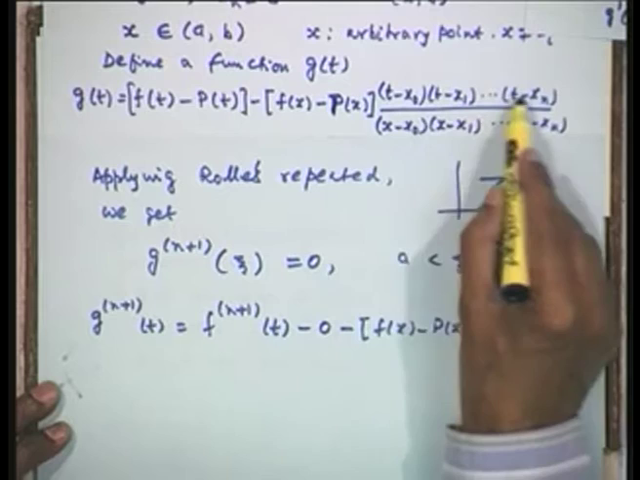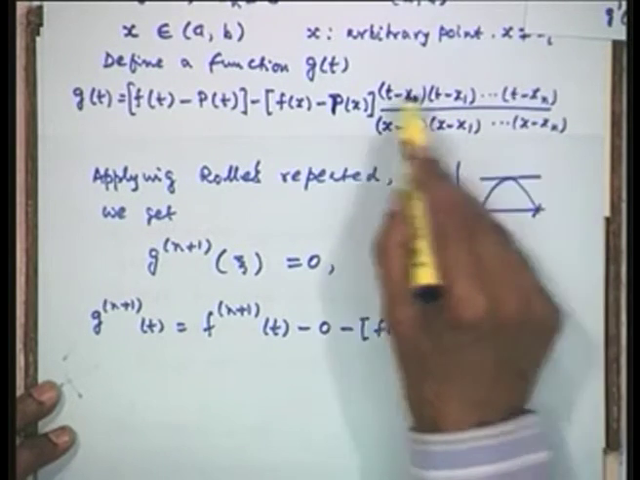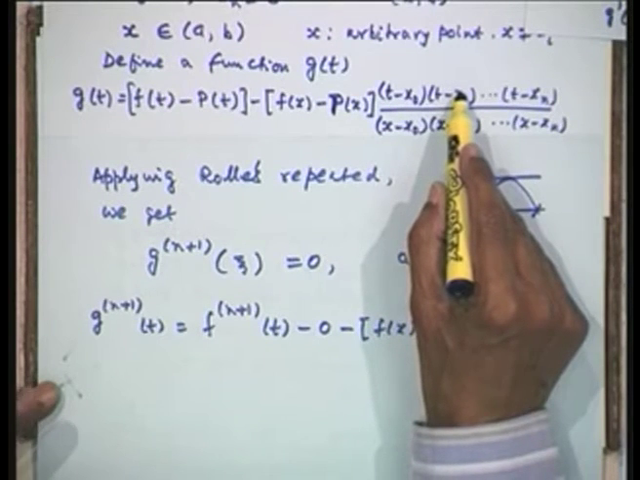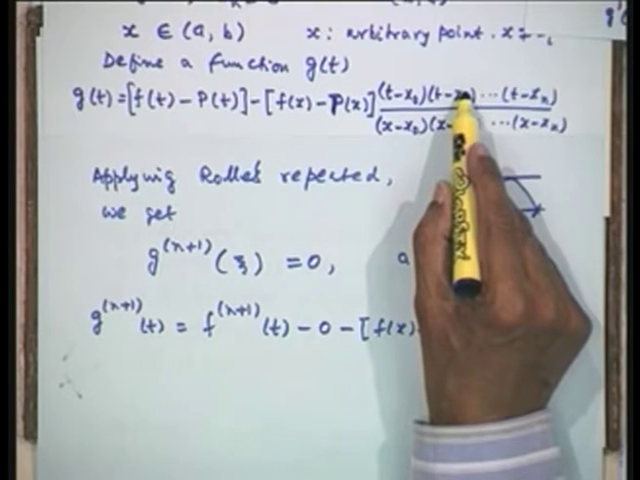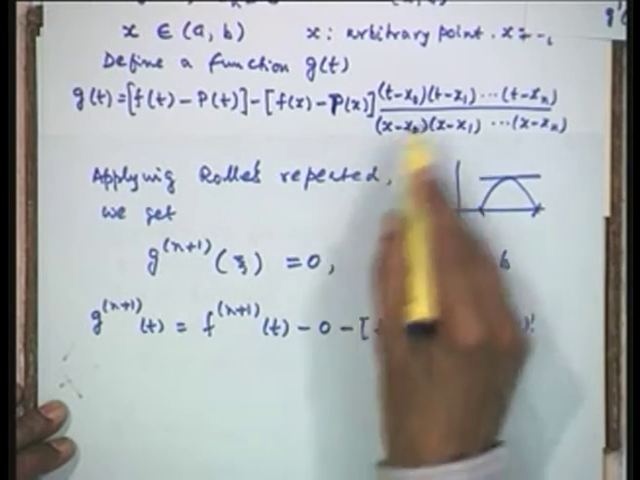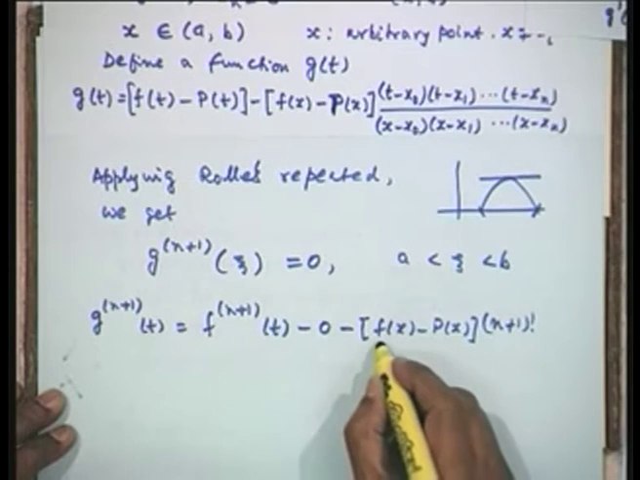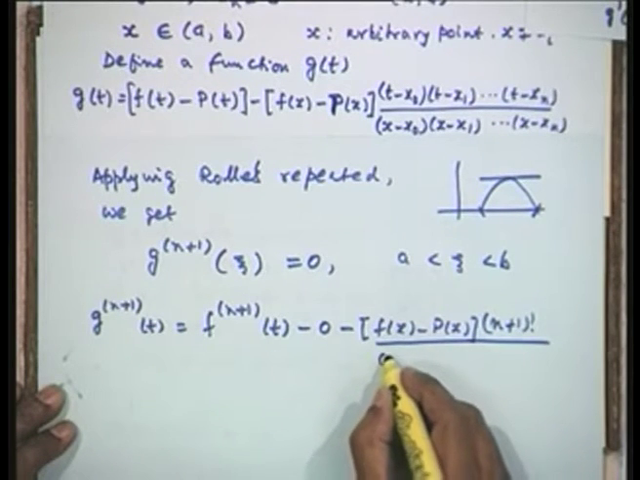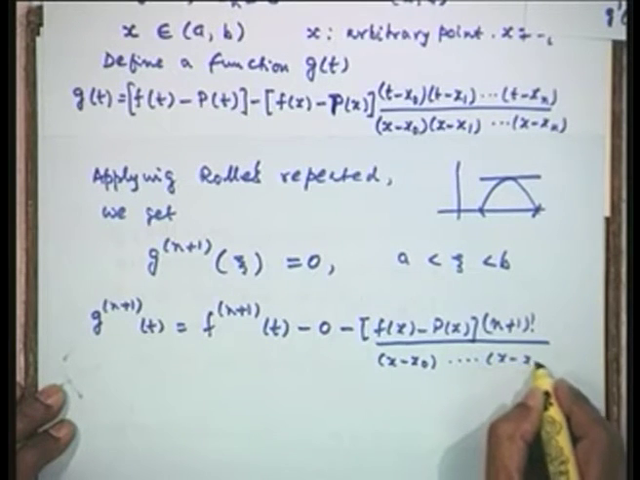Now if you look at this one, there are n plus 1 factors, therefore this is a polynomial of degree n plus 1 in t. Therefore if I differentiate it n plus 1 times, I will get factorial n plus 1, that is n plus 1 into n minus 1 and so on, differentiating it n plus 1 times. So I would get here factorial n plus 1 in the numerator, differentiating the numerator n plus 1 times, since it is a polynomial of degree n plus 1. The denominator stays as it is, that is your x minus x naught, and so on up to x minus x n.